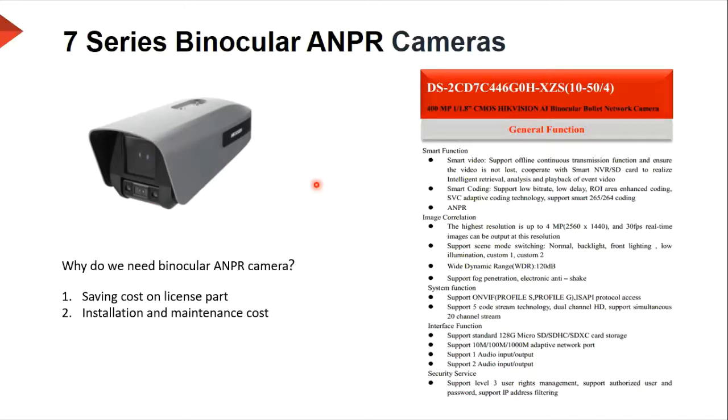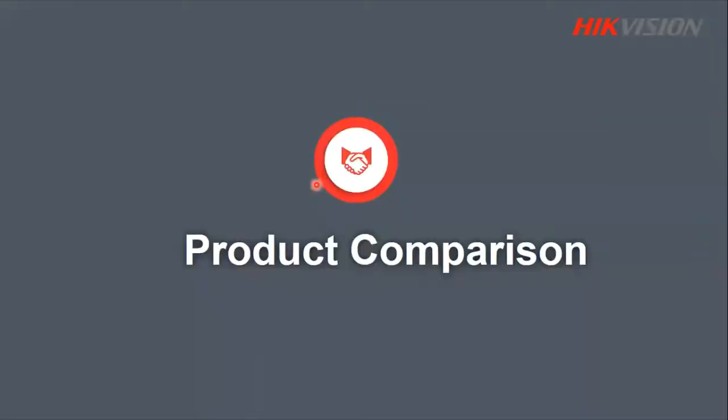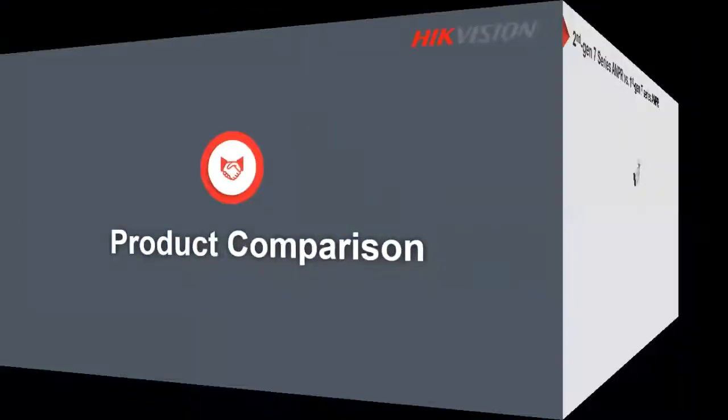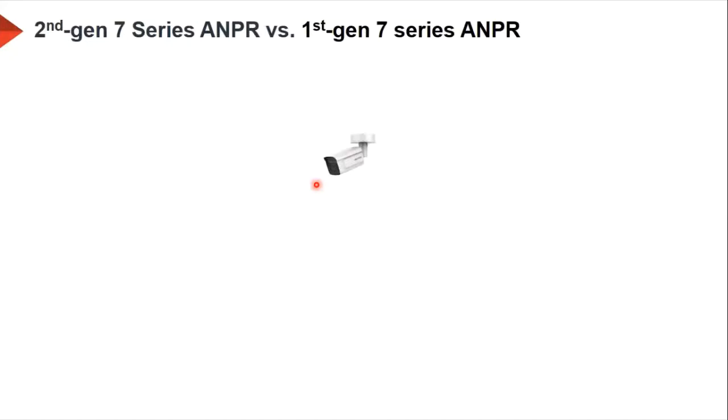All right, so that's a 7 series binocular ANPR camera. Very, very good and nice to use. All right, a bit of a product comparison there. So product comparison, 2nd generation 7 series ANPR versus the 1st generation 7 series ANPR camera. So both 7 series, so what is the difference between the two?